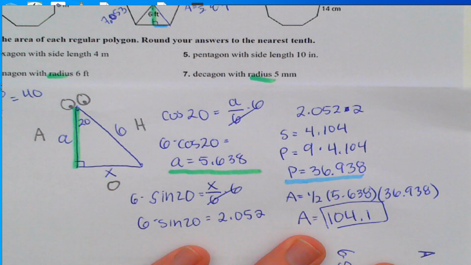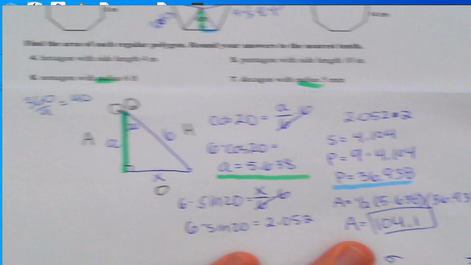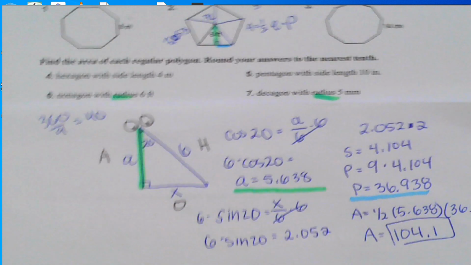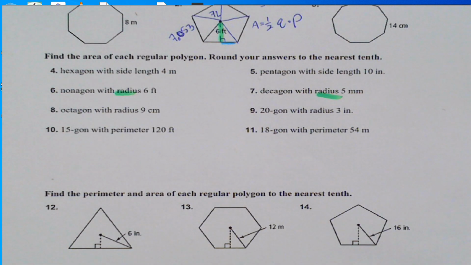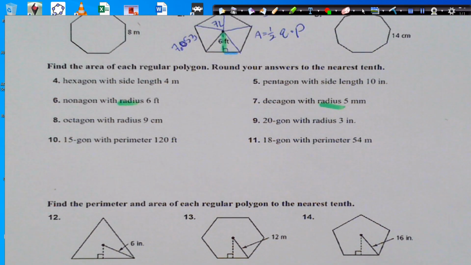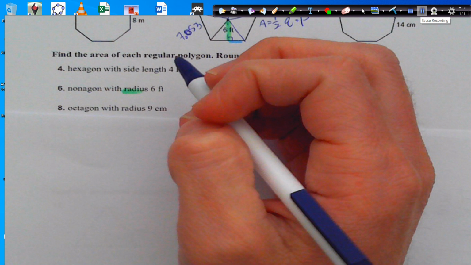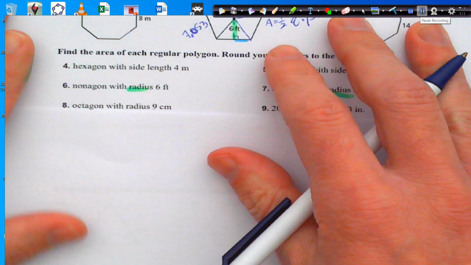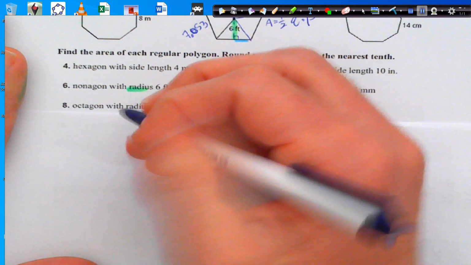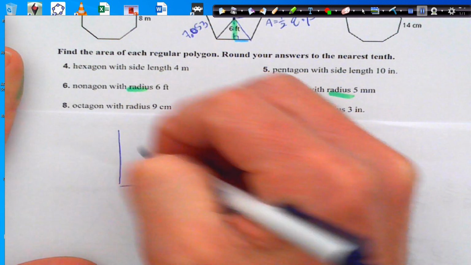Okay? Alright, good. Let's move on to number 8, an octagon with a radius. Again, doing the radius ones. Those are the more challenging problems. Okay. Again, I could draw an octagon, but I really don't need to draw the octagon. I just need to draw this little triangle piece here.